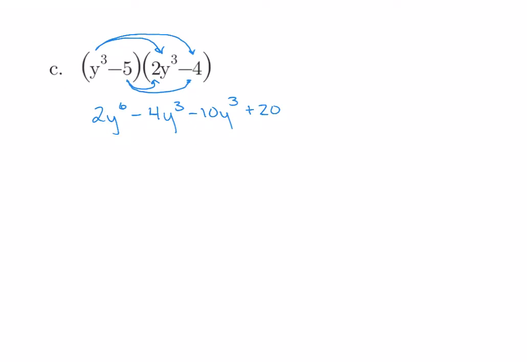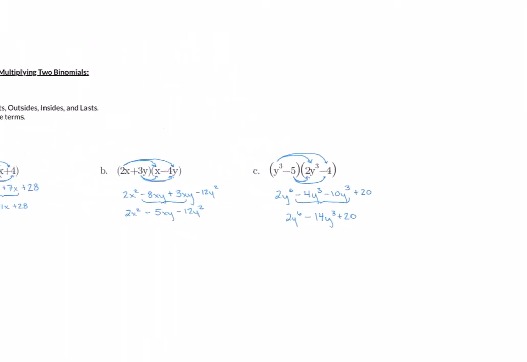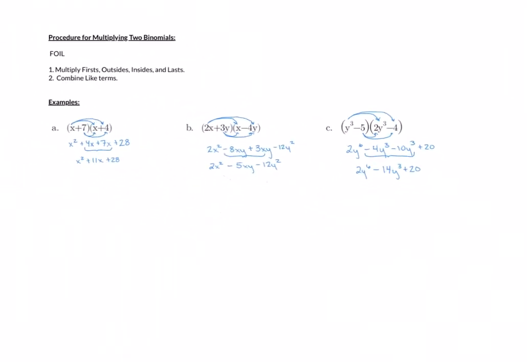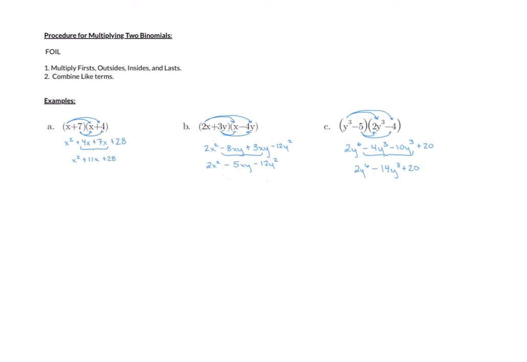All right, combine our like terms. We bring down our 2y to the 6th. We can combine our y cubed terms: negative 4 and negative 10 combine to negative 14y cubed. And we bring down our plus 20. All right, that is our multiplying two binomials.